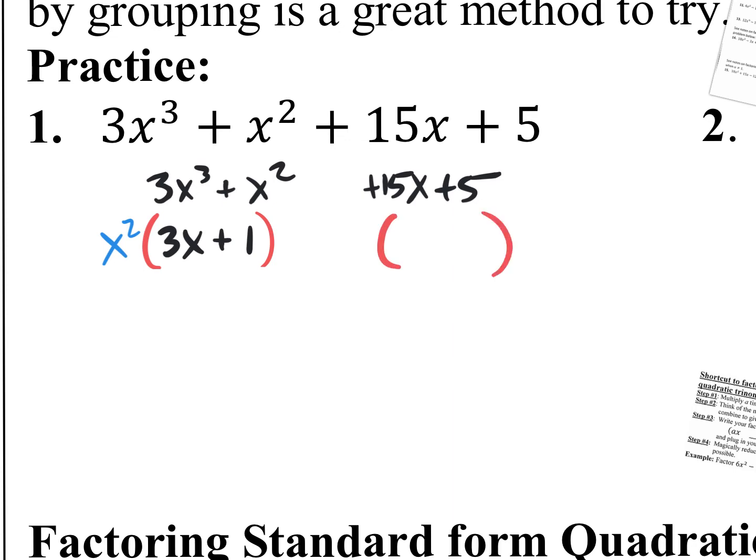How about that second group? What could I pull out? It says 15x plus 5. So we could pull out a positive 5. If I do pull out a positive 5, what's going to be left on the inside? 3x plus 1. Now, this is a good thing because I have a common binomial in both groups. That's the whole purpose of factoring by grouping, to have a common binomial that you could actually pull out of the whole thing.